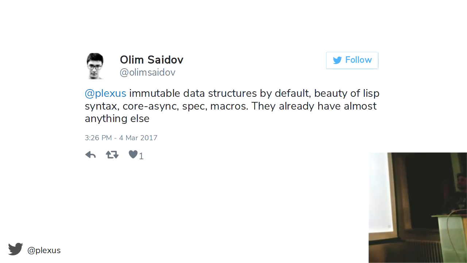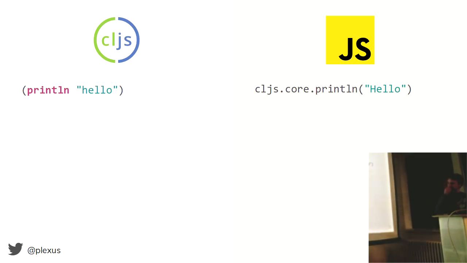core.async, like I said, these spec channels, spec macros, they already have almost anything else. Fair enough. Okay, so to look at a little bit of code just to know what you're talking about.